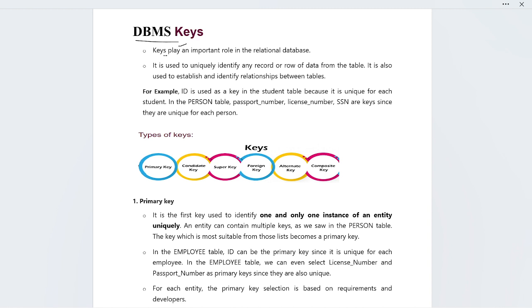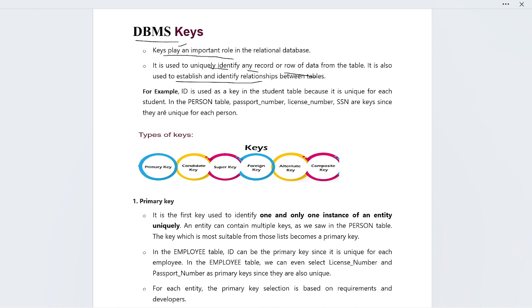Keys play an important role in a relational database. They are used to uniquely identify any record or row of data from a table. They are also used to establish and identify the relationship between the tables.